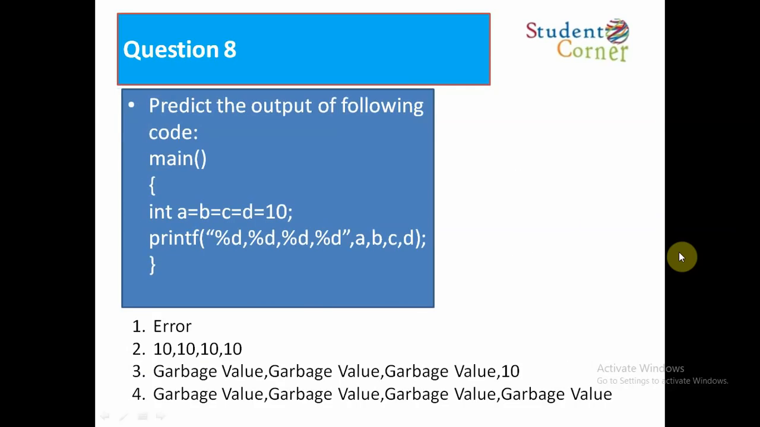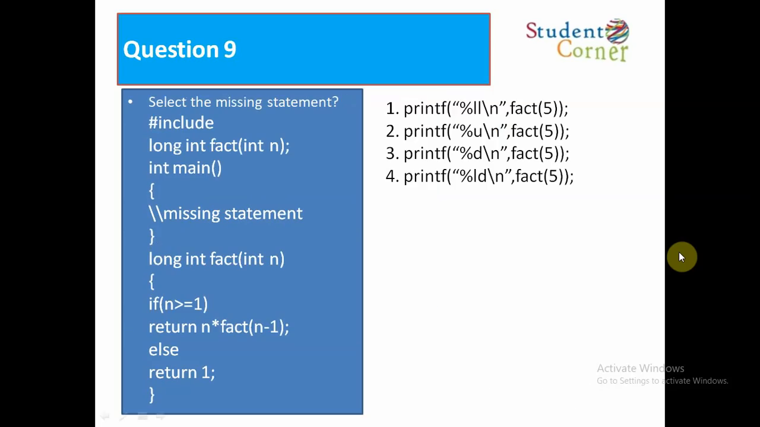Question 8. Predict the output of the following code. main, int a = b = c = d = 10. printf("%d %d %d %d", a, b, c, d). Option 1, error. Option 2, 10 10 10 10. Option 3, garbage value, garbage value, garbage value, 10. Option 4, garbage value, garbage value, garbage value, and garbage value. But the answer is 1, error, because b, c, and d are undeclared.